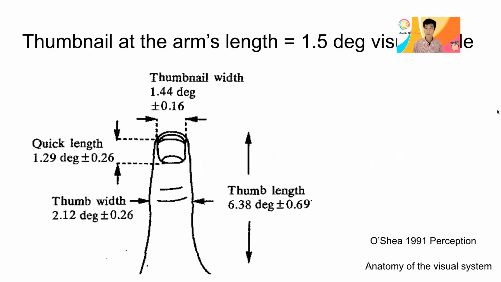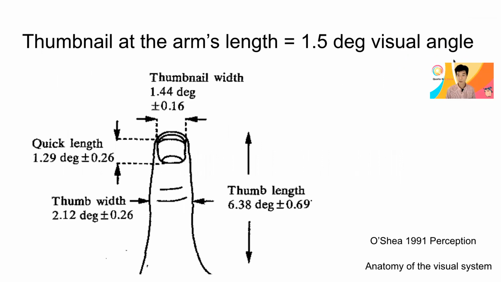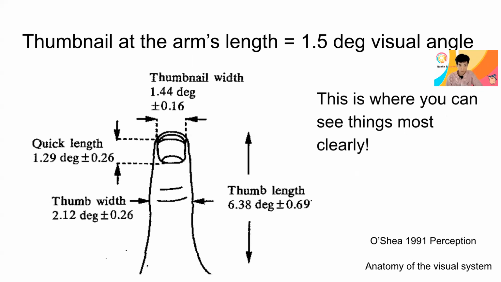Okay. So in the last video, I mentioned this rule of thumb. Across many people, Robert O'Shea measured that, roughly, thumbnail width at your arm's length is 1.5 degrees. So if I locate somewhere around here, that corresponds to a 1.5 degree visual angle in this thumbnail. You can try this in the next demonstration. Within this fingernail is where your vision is the most accurate, and you should be able to see it clearly. That's the fovea.